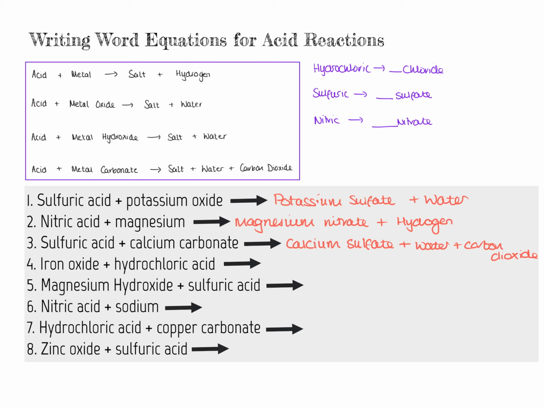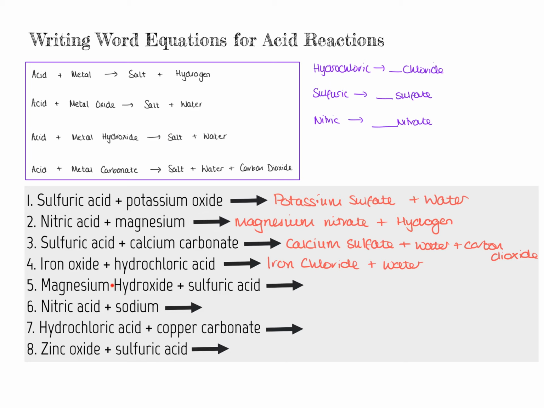So first we need to name the salt. The metal is iron, and the acid is hydrochloric, so that means that it's iron chloride. Plus, if we go back to the second of our general equations, it says to add water as well. So there we go. Iron oxide plus hydrochloric acid will make iron chloride plus water. Number 5, magnesium hydroxide. So we're doing the third of our general equations, hydroxide, and we're going to make salt and water again. So we need to name a salt.